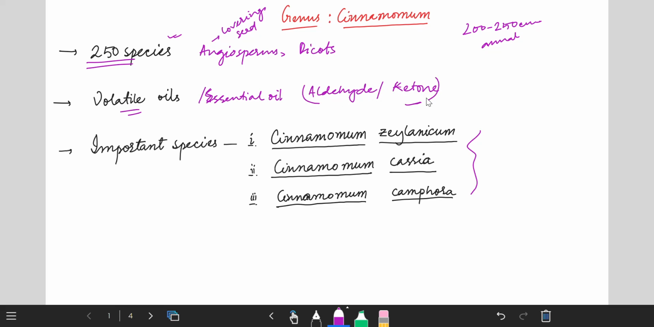So, the three important species which have clinical or medical importance are Cinnamomum zeylanicum, Cinnamomum cassia and Cinnamomum camphora. All these species belong to the same family, Lauraceae. Now we need to understand every species step by step.